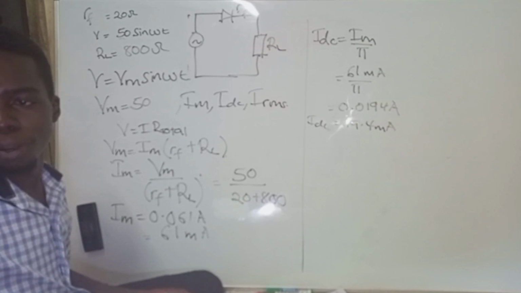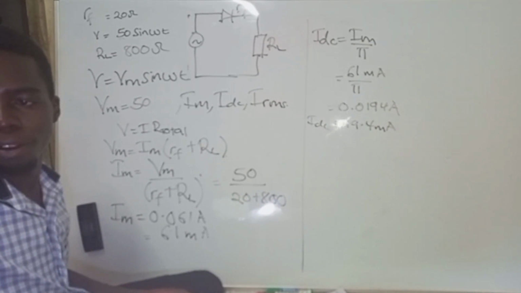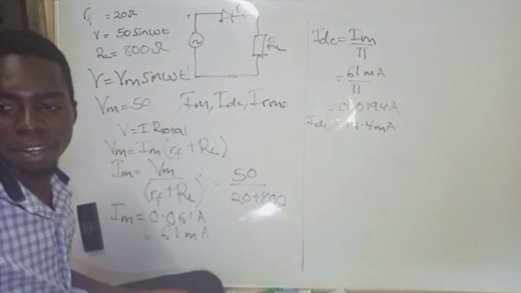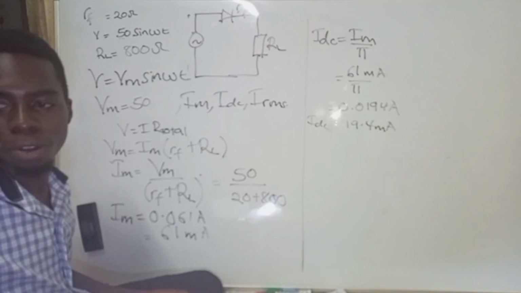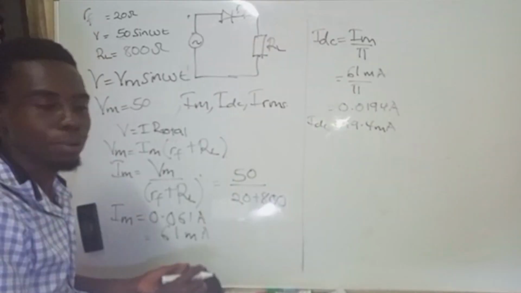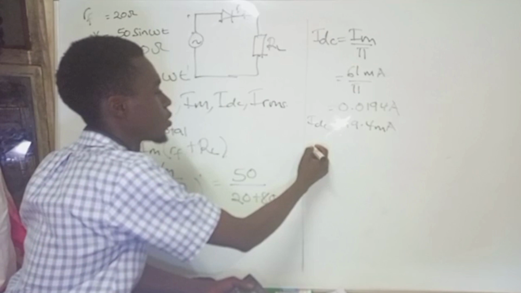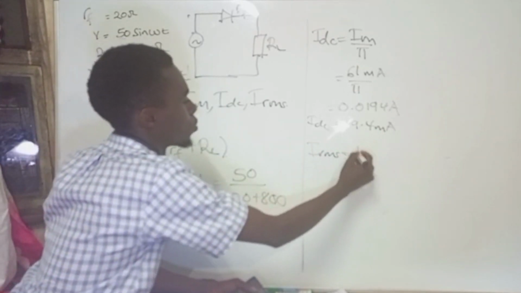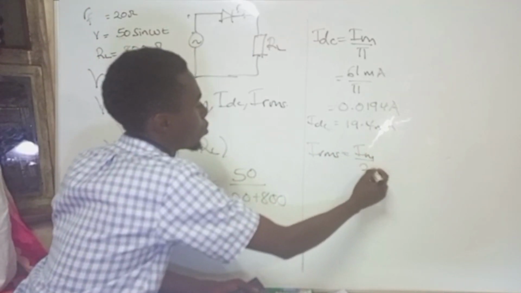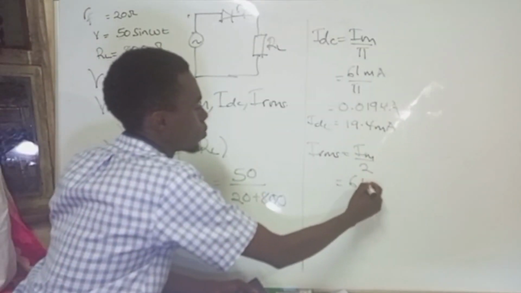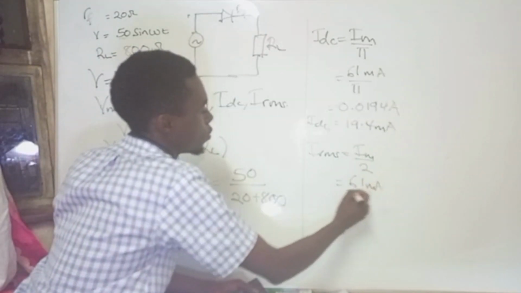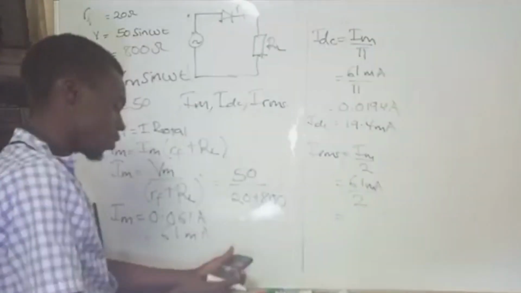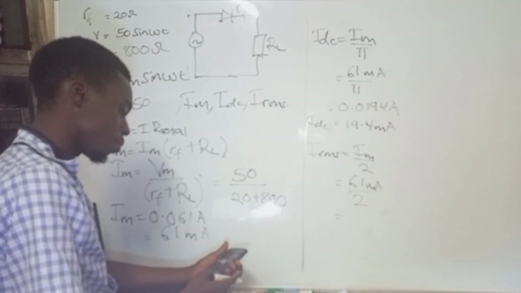So clearly from that point we can also find the root mean square value of the current, and for current we said the root mean square value we divide it by 2, not by root 2, which is the difference I wanted to emphasize. So for I, root mean square value is going to be equal to I max divided by 2, which gives us 61 milliamps divided by 2, and that gives us 30.5.